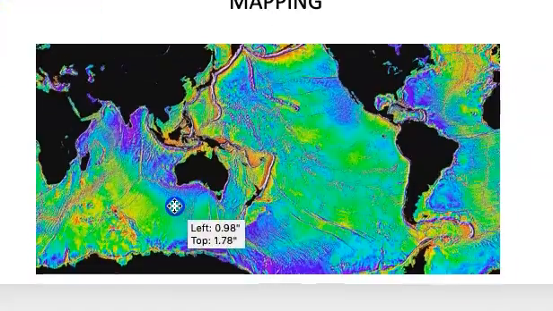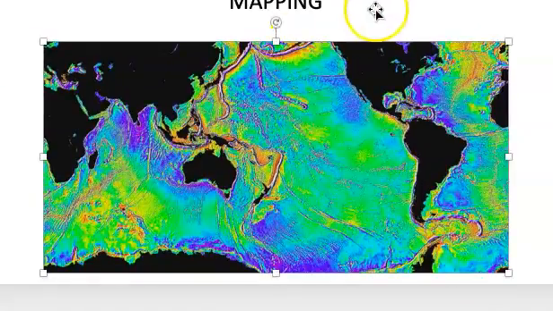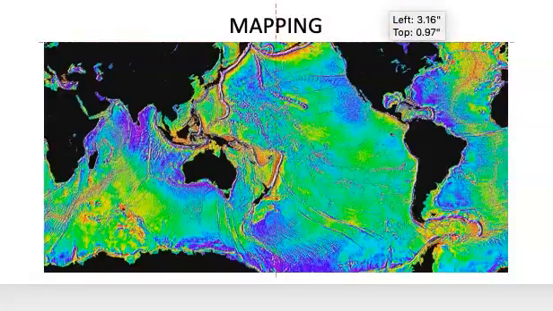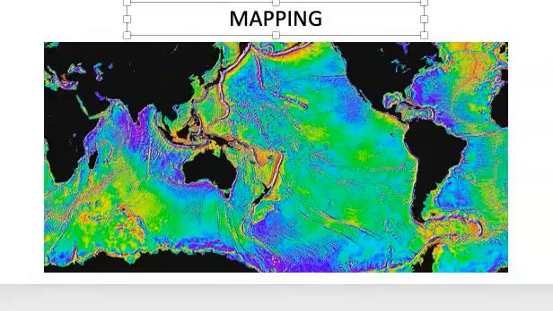Okay. Now, what about mapping? Sorry about that. Let me move this whole thing down. There you go. So how do we use a map made by a satellite?